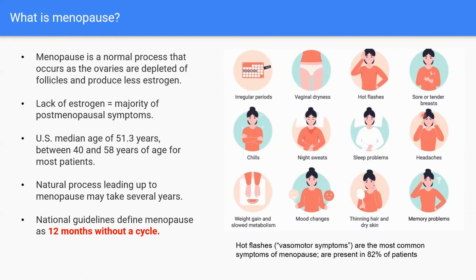And like I said, it's a natural process that takes several years because your periods start to become more irregular, and then the spacing out, maybe 3 months, then 6 months, whatever. But really, you can only be diagnosed as postmenopausal when you have not had a menstrual cycle for more than 12 months.